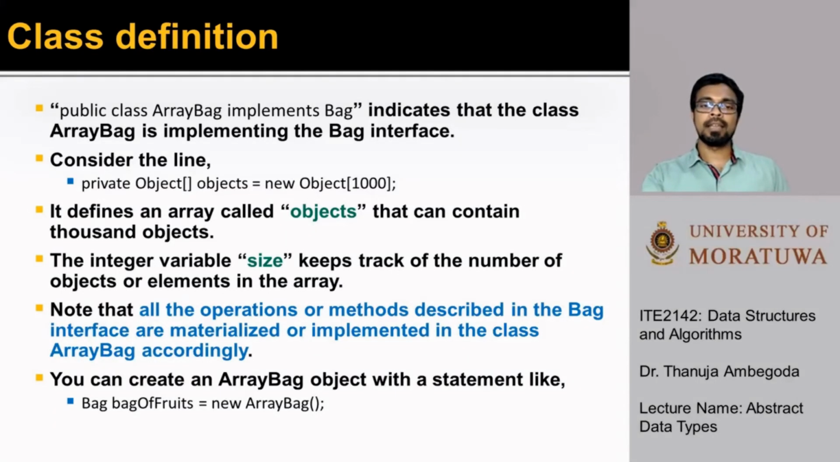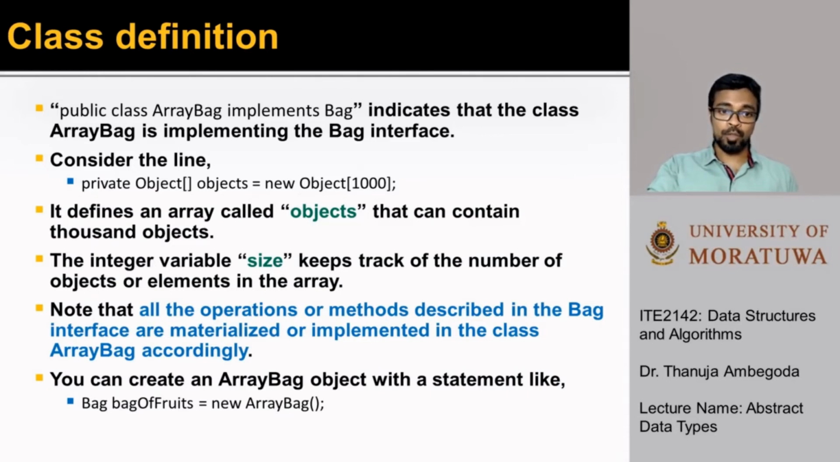So this slide highlights some of the things I already mentioned when I showed you the source code in the previous 2 slides. The important idea is that when you define a class that implements a certain interface, in this case, we define the class ArrayBag that implements Bag, right? Bag is the interface. So all the operations or methods described in the Bag interface are implemented in the class ArrayBag.